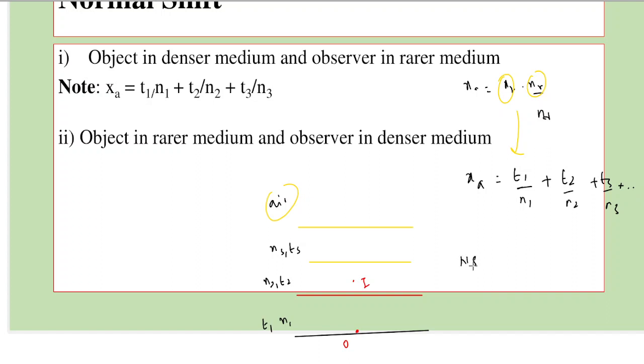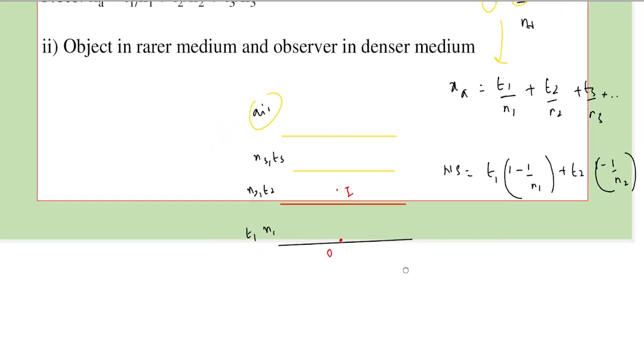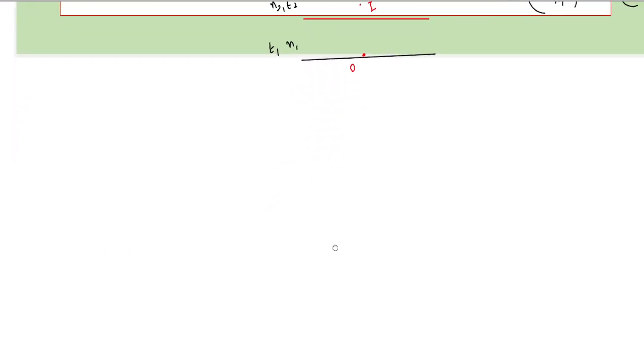The normal shift will be equal to t1 into 1 minus 1 by n1, plus t2 into 1 minus 1 by n2, plus t3 into 1 minus 1 by n3. It goes like this. So this is the expression for normal shift when we have more than one material.